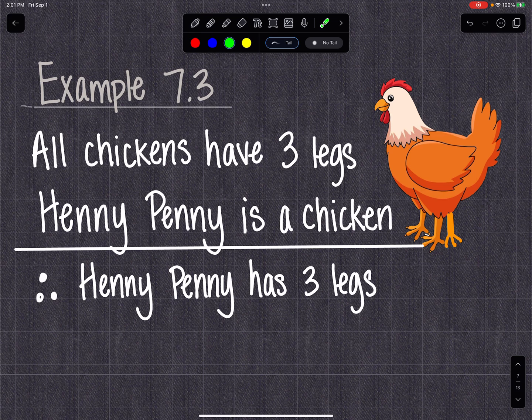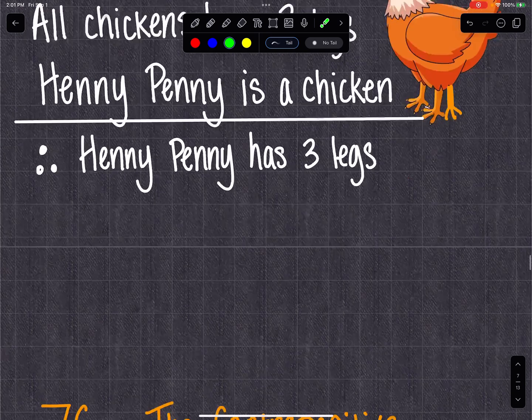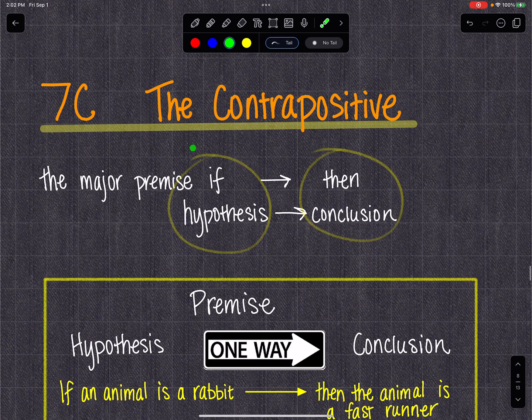It's logical. Of course, all chickens don't have 3 legs, but you can still say that the argument is a valid argument. It doesn't mean that the conclusion is true. It just means the argument is valid because the major premise identified a property of the set of all chickens, and the minor premise identified Henny Penny as a member of that set. Okay, let's move on to what the contrapositive is.